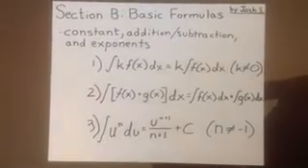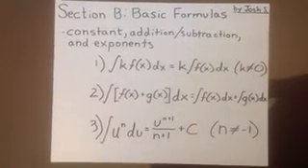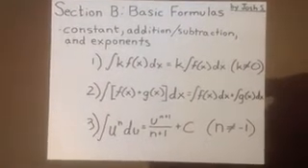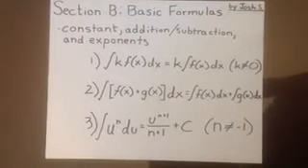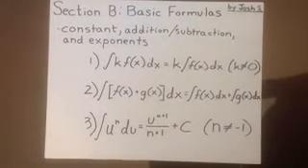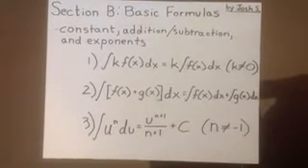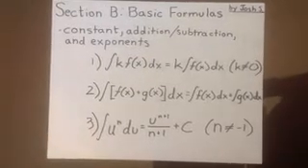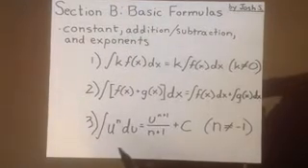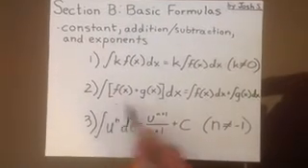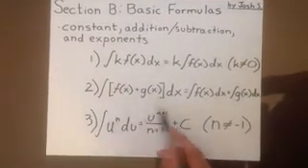Number two, we have the integral of the sum of f of x plus g of x with respect to x, and that equals the integral of f of x dx plus the integral of g of x dx. Quite simply, right here, you can just divide the two up into f of x and g of x.